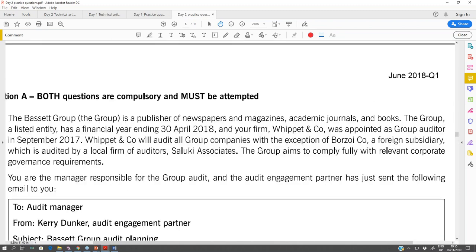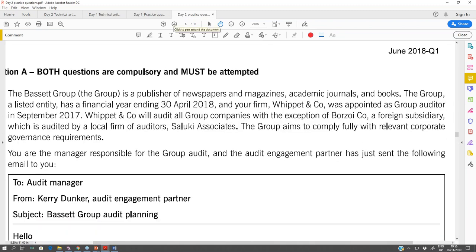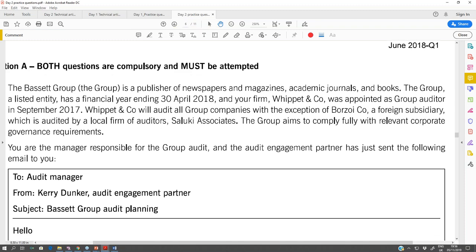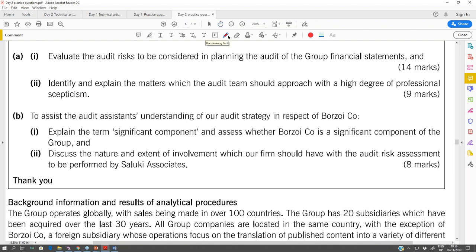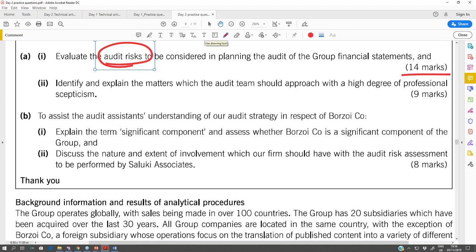Okay, now right in front of your screen is the June 18 question number one. Let's see what's inside this question where we need to have a focus on. This question has the first requirement, which is about audit risk, and 14 marks have been allocated to this requirement, being the core requirement. Then in the second part, the examiner is asking a question for 9 marks, which is of utmost importance for knowledge.